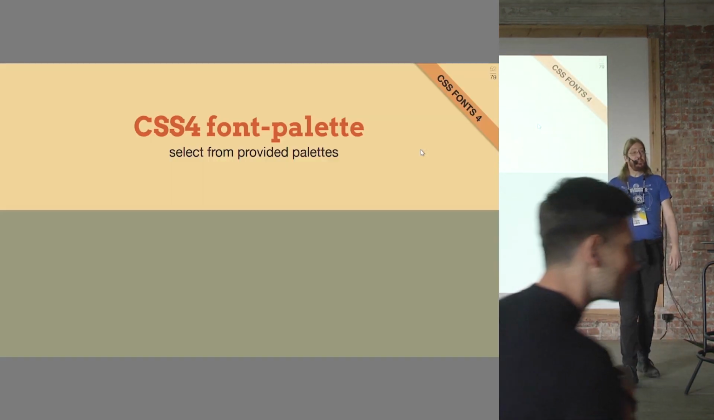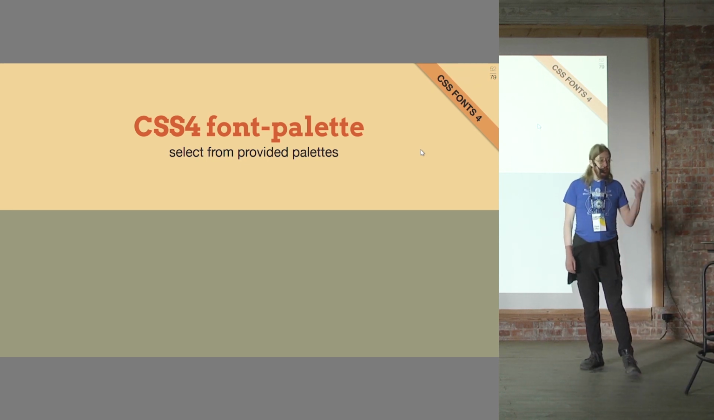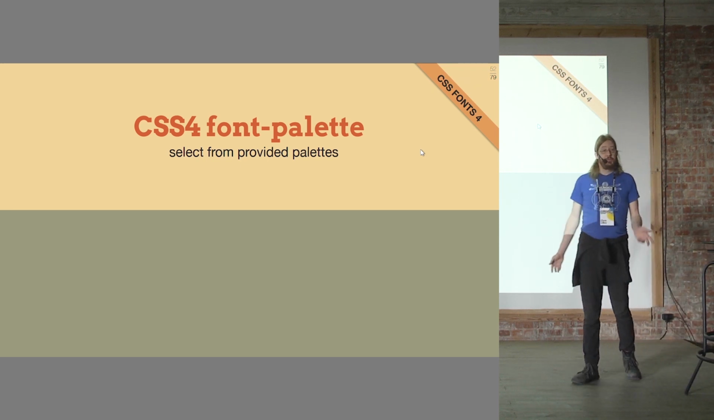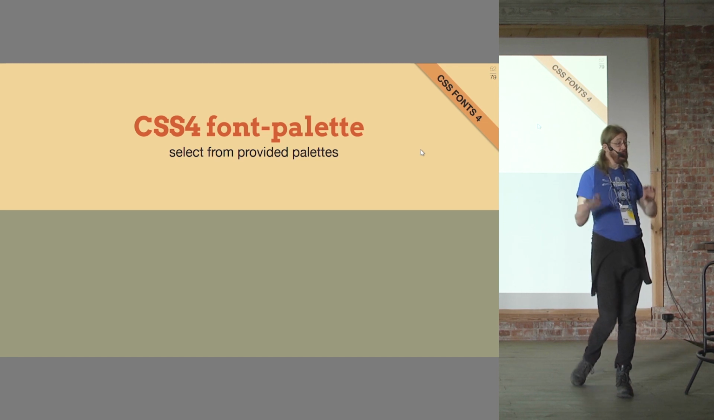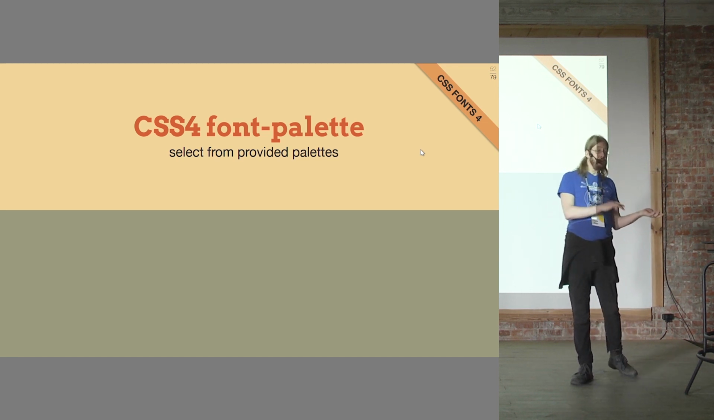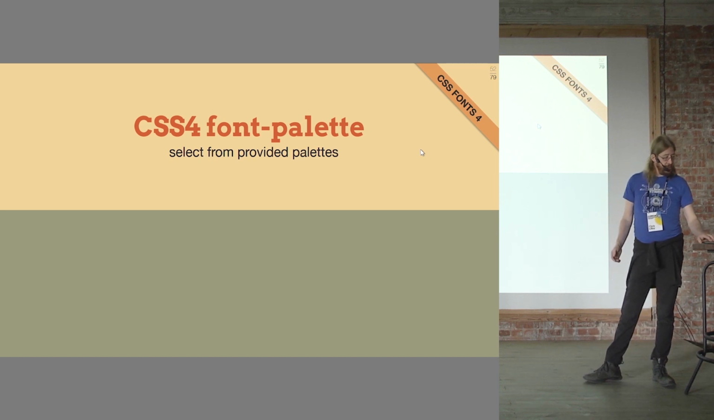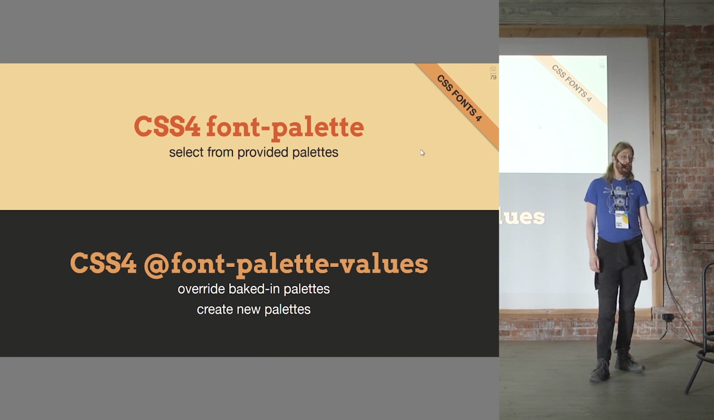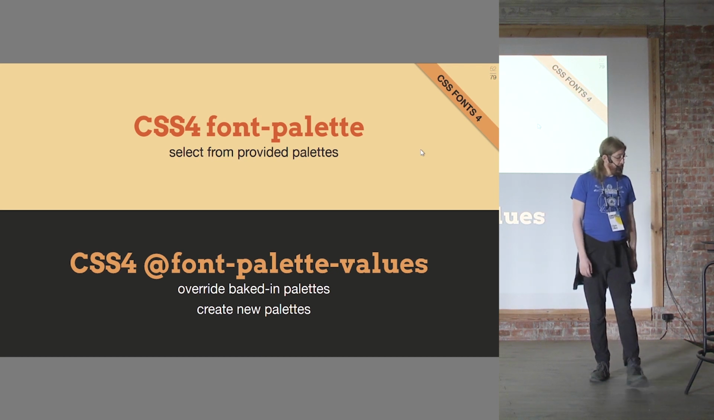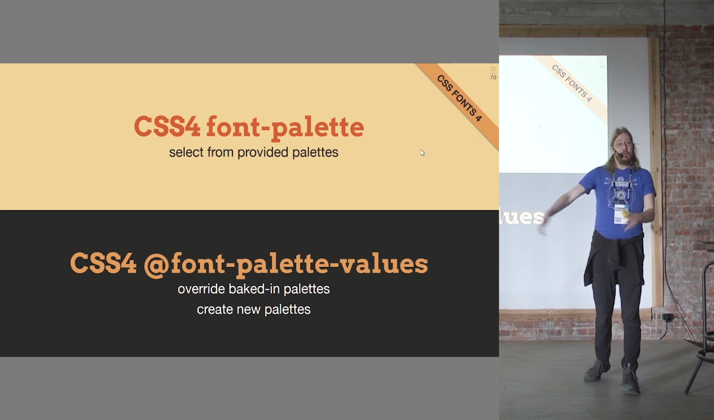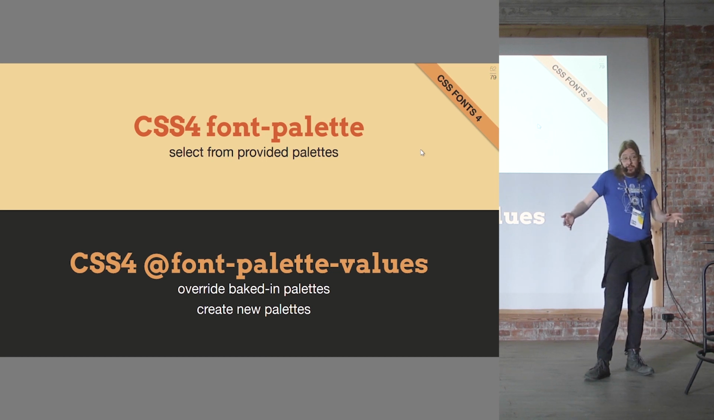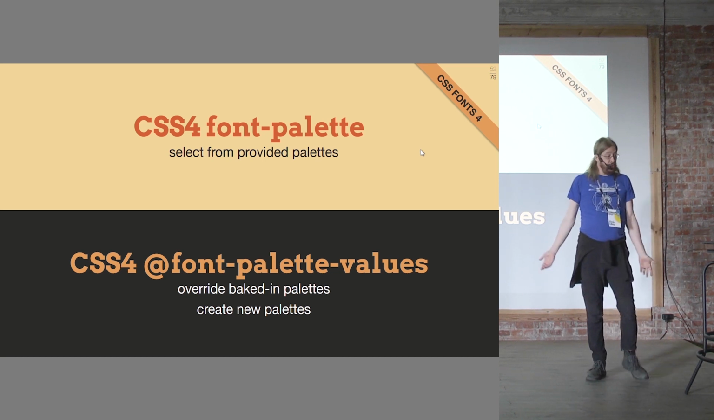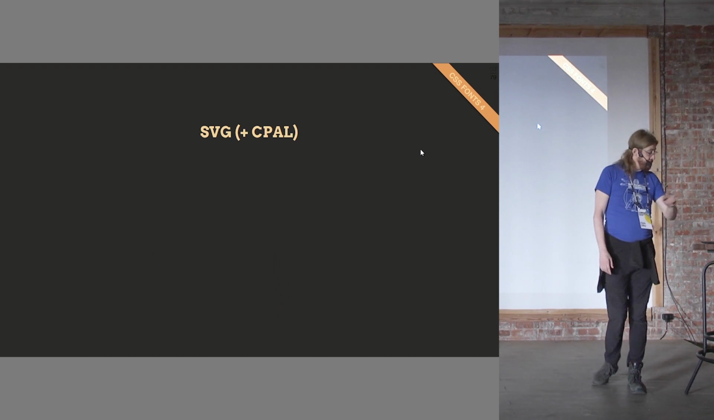So, round two. In CSS4, we have some things. Firstly, fonts often have multiple palettes. For example, if you have dark mode, you might want a light mode palette and a dark mode palette for the same font. Okay, that's not that useful, but also we have this thing called font palette values. This is a new rule, and it lets you override an existing palette, parts of it, all of it, make an entirely new palette, whatever you want.